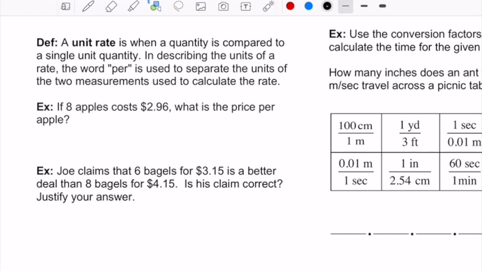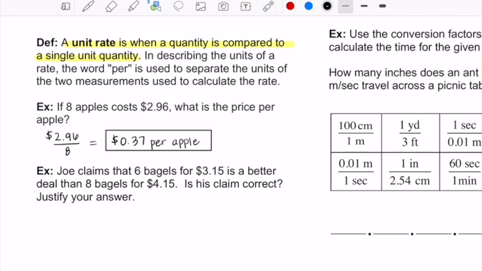All right, down here in this next example, we have the definition that a unit rate is when a quantity is compared to a single unit quantity. And so another way of thinking about a unit rate is it's when you figure out how much one of them would cost. So in this first example, it says if 8 apples costs $2.96, what is the price per apple? So you're trying to figure out how much one apple costs. And so if the rate is that $2.96 would buy you 8 apples, we can calculate that division. So $2.96 divided by 8. And so that would give you 37 cents per apple. So each one apple would cost 37 cents.